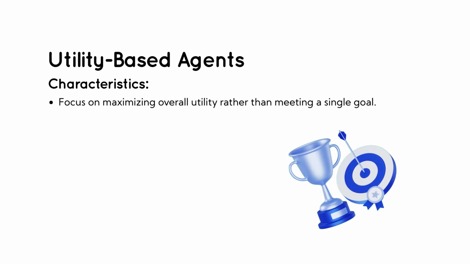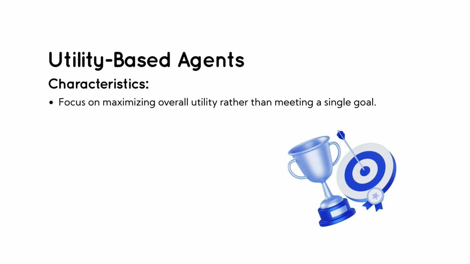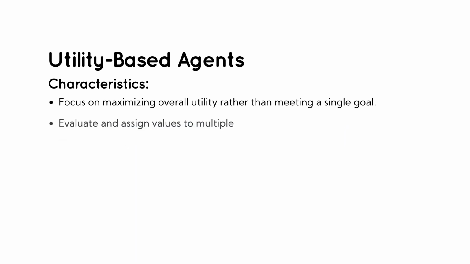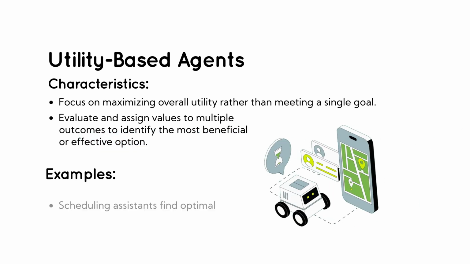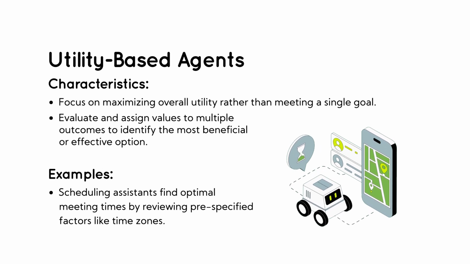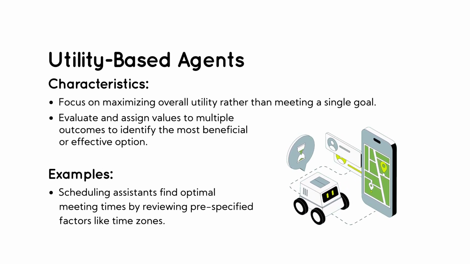Utility-based agents. Utility-based agents are also built for problem-solving, but focus on maximizing utility rather than just achieving a specific goal. Unlike goal-based agents, they compare different outcomes to find the most beneficial or effective option. For instance, navigation apps find multiple routes based on defined requirements and select the most beneficial option.